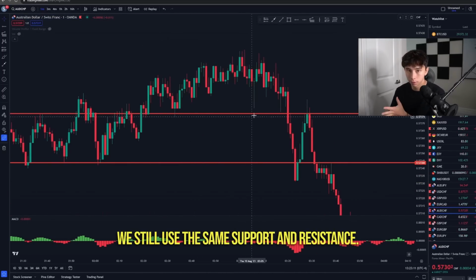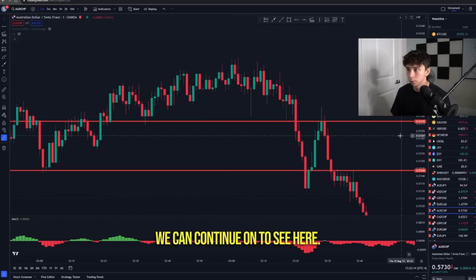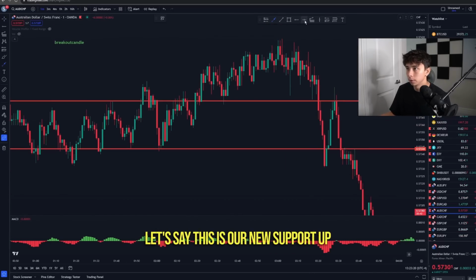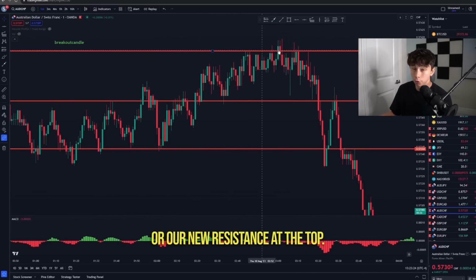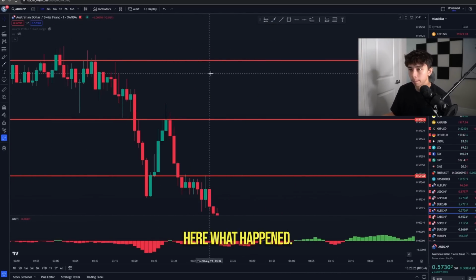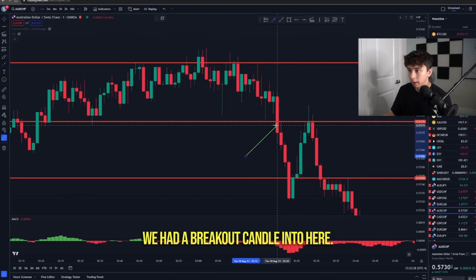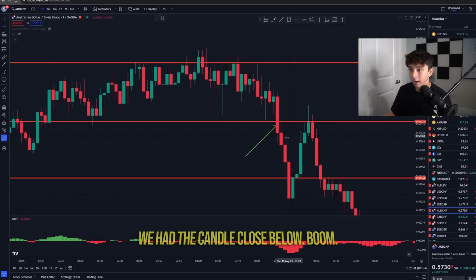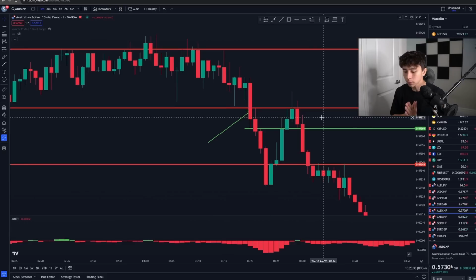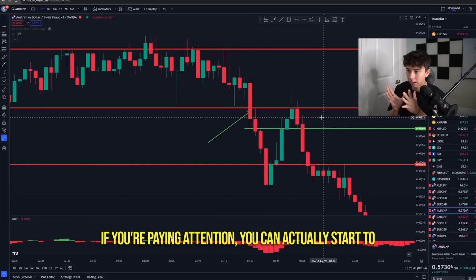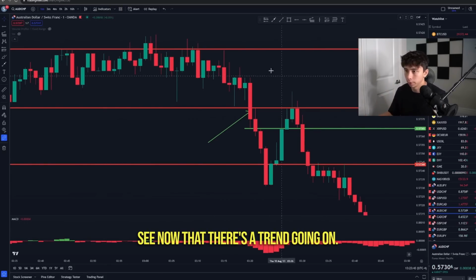Easy. We still use the same support and resistance. We can continue on to see here. Let's say this is our new support, or our new resistance at the top here. What happened? We had a breakout candle into here. We had the candle close below. Boom. And then what happened? See, if you're paying attention, you can actually start to see now that there's a trend going on.